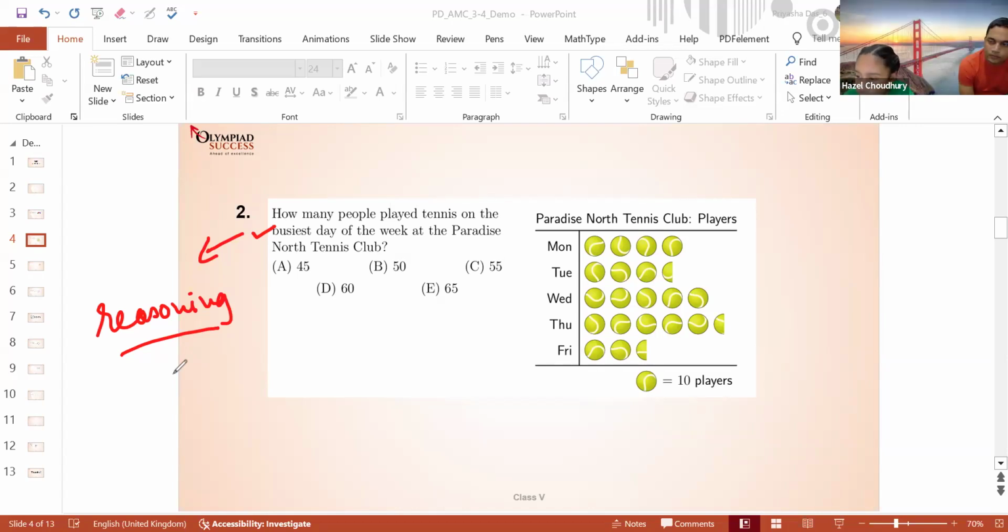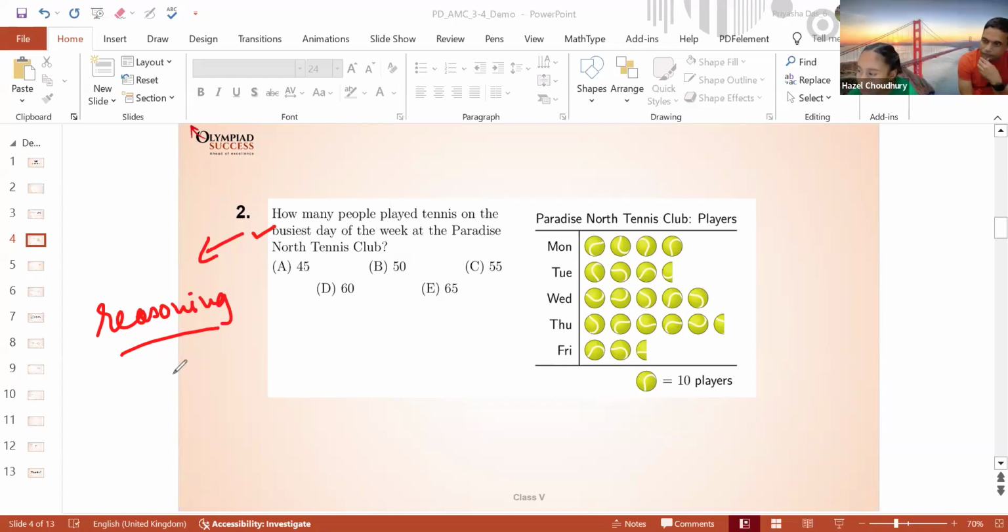I think I have to first know how many players there are on Monday, Tuesday, Wednesday, Thursday, and Friday. Okay. One is 40, like we said. The next one's 35. The next one 50. Correct. And Thursday is 55. Perfect. And Friday is 25. Right. Second step.